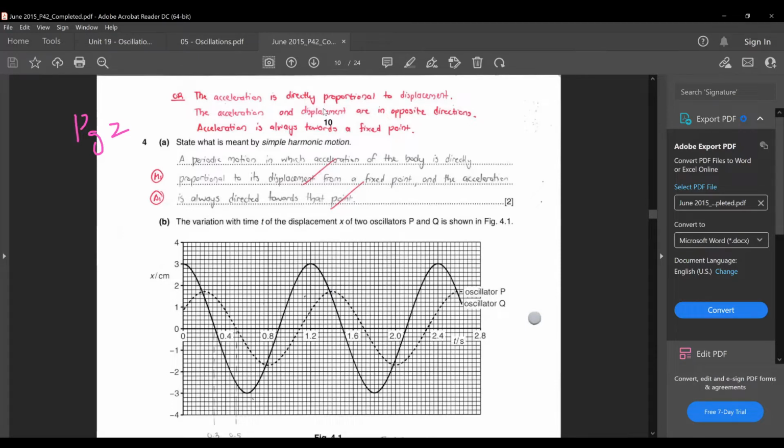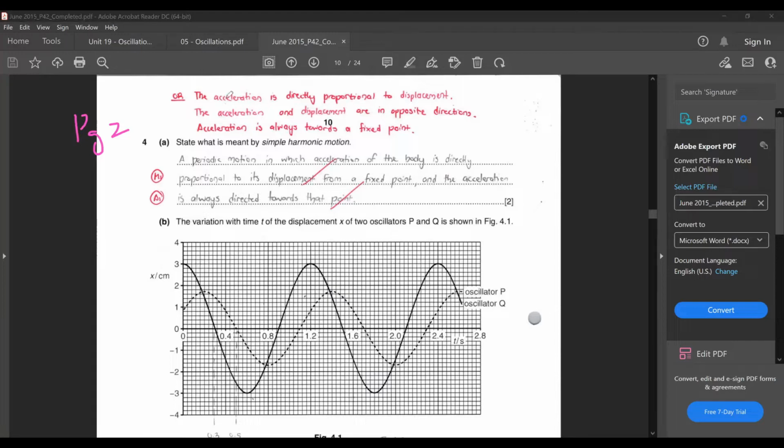But let's just say you couldn't remember how it was worded, you can break it down into two simple sentences. The marking scheme just really wants to see that you say that acceleration is directly proportional to displacement. This is one. And that acceleration and displacement are always in opposite directions. This is another point. So if you have trouble recalling the wording, just write: acceleration is directly proportional to displacement, and acceleration and displacement are always in opposite directions. Okay, so that is the definition of SHM.